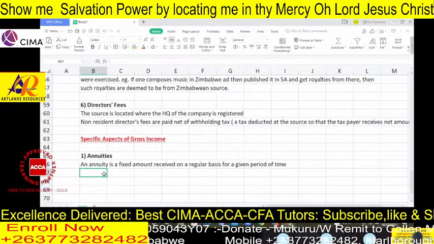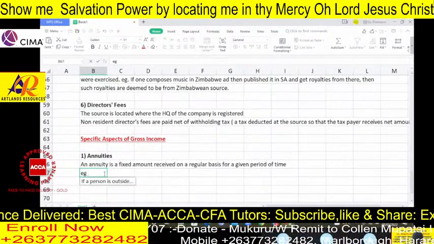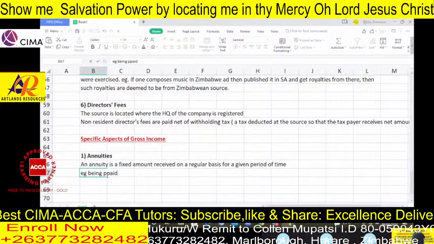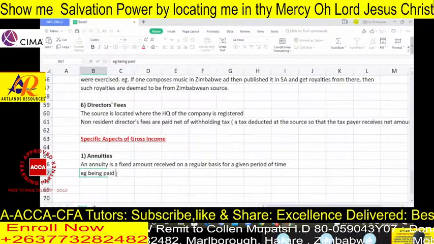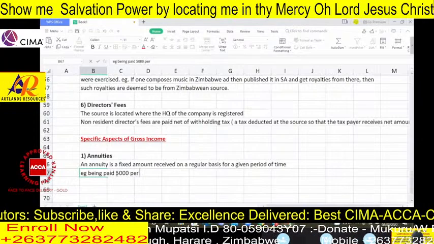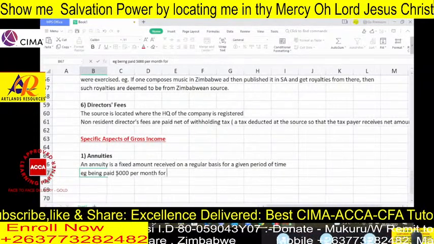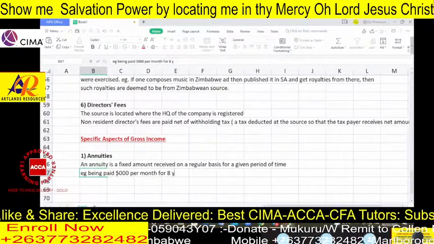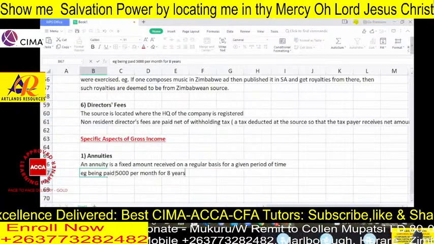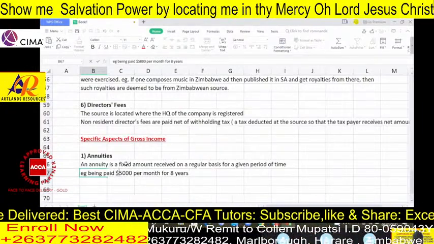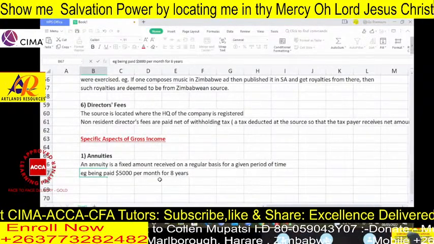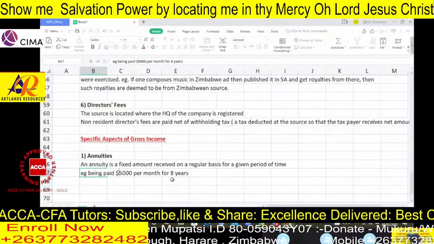So, for example, if you are being paid, say, 5,000 per month for 8 years, that's an annuity, because it fits the definition. It's a regular fixed amount, which is 5,000 per month, for a given period of time, meaning 8 years.